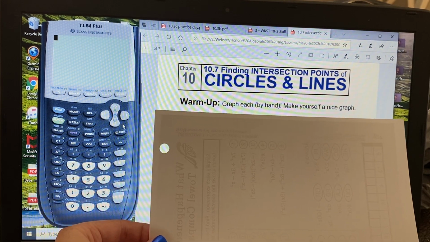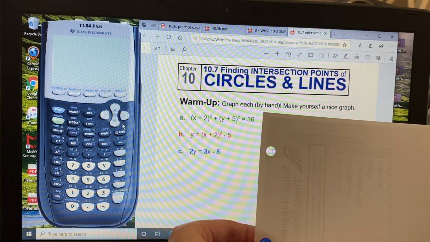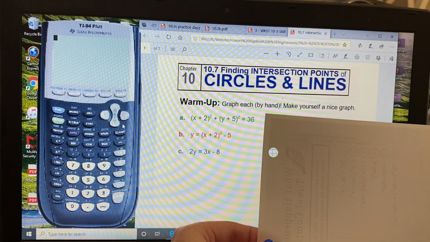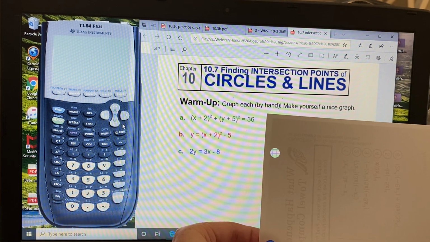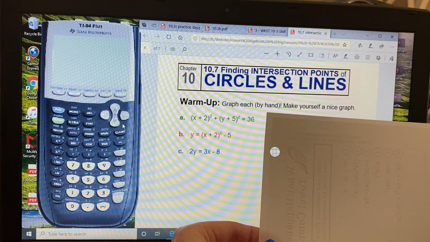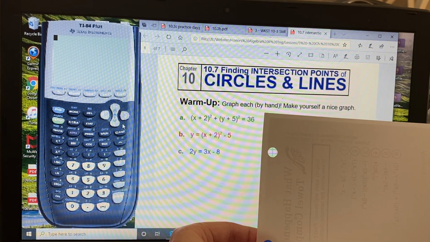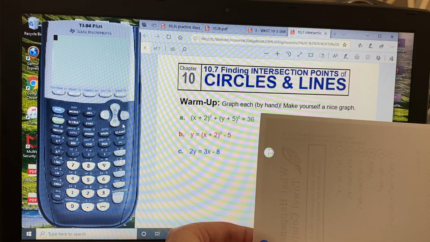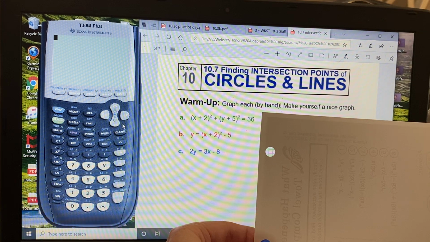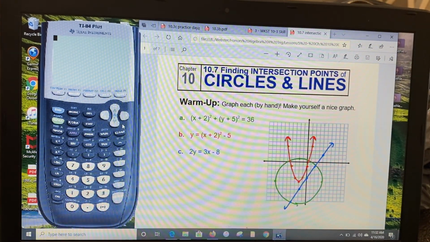So this would have been your warm-up in class. I would have shown you all three of these first. You'll see that part A there was a circle. The center is (-2, -5) and the radius is 6. Part B is a quadratic that is shifted to the left 2 and down 5. And C is a line where, if you converted it into slope-intercept form, its slope would be 3/2 and the y-intercept would be -4. I'd have you graph that, and I'll go ahead and show you what that looks like.